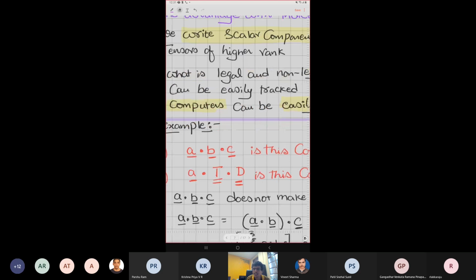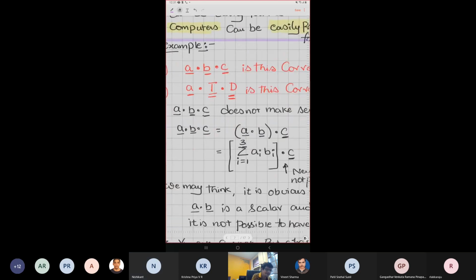The first question is to Nishikant. Yes, sir. Is it right? Wrong? Is it permitted? Legally permitted? At least at that math level. First one, A dot B dot C. That's the thing what we would like to really see.